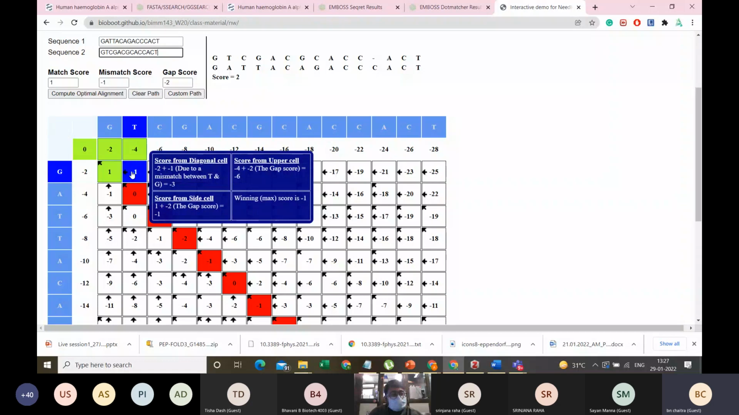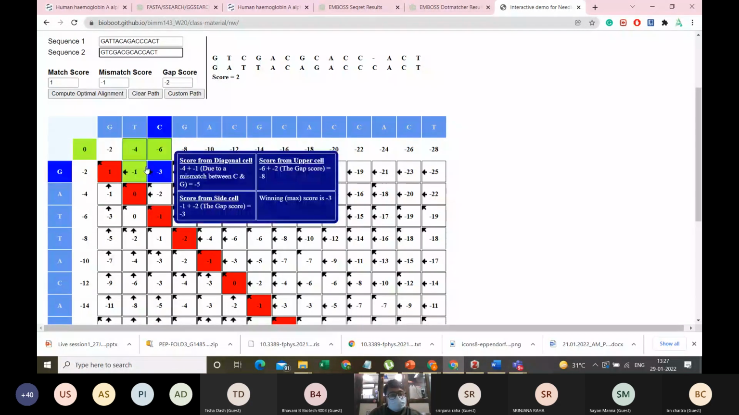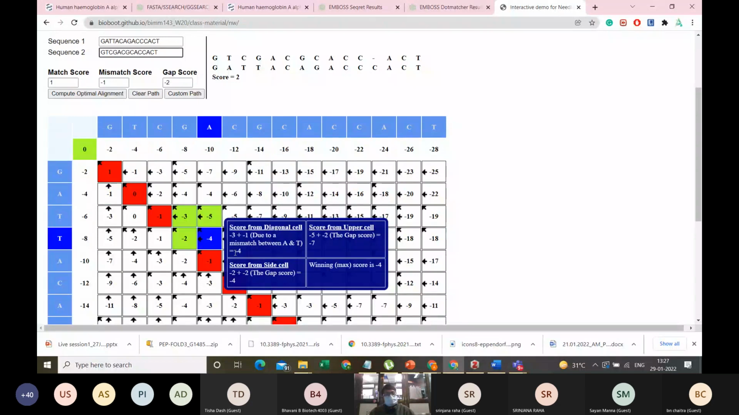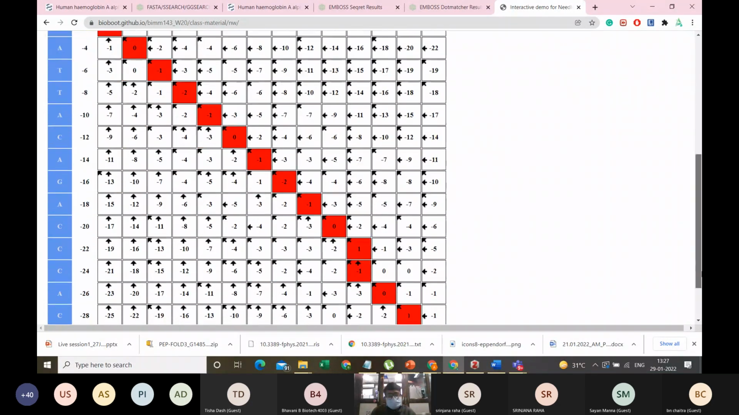The next cell, what will it be? The next cell will be minus 2 due to a mismatch between T and G. It is a mismatch, so it will be minus 2 plus minus 1 due to a mismatch. So the score is minus 3. The score from a diagonal cell will be minus 2 plus minus 1, and the score from the upper cell will be minus 2 plus minus 2. In this way it will go on to calculate the score for each cell.